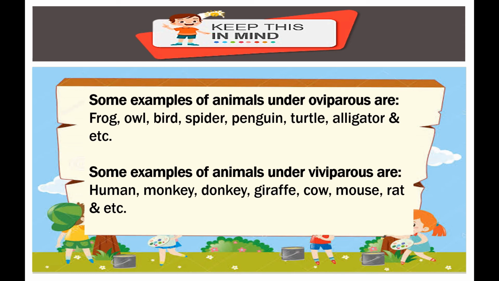Some examples of animals under oviparous are frog, owl, bird, spider, penguin, turtle, alligator, and so on. Some examples of animals under viviparous are human, monkey, donkey, giraffe, cow, mouse, rat, and so on.